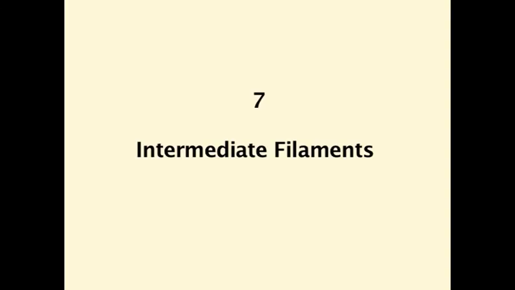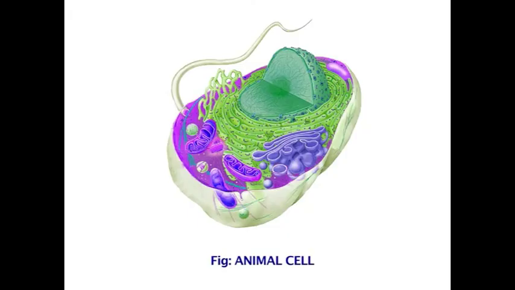Next is the intermediate filaments. Intermediate filaments are a broad class of fibrous proteins which are 8 to 12 nanometers in size that function as structural elements of the cytoskeleton and play an important role in maintaining cell shape and rigidity.